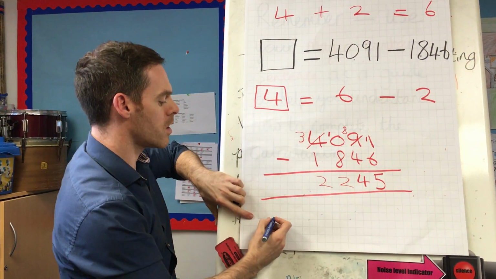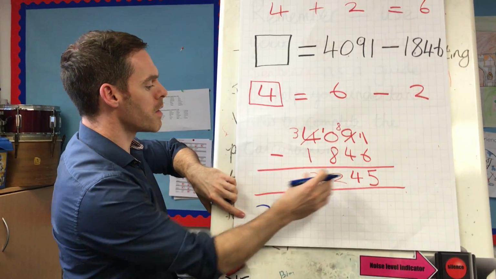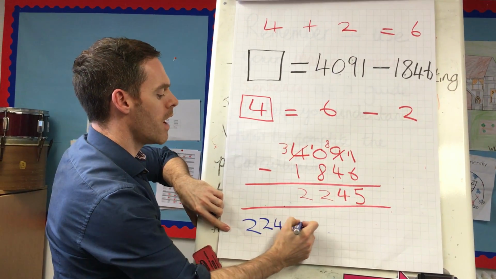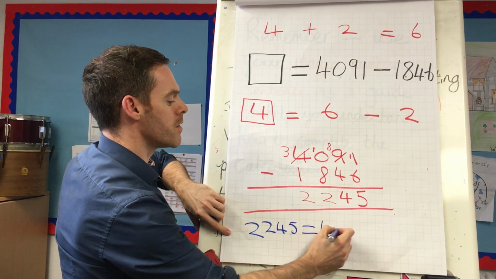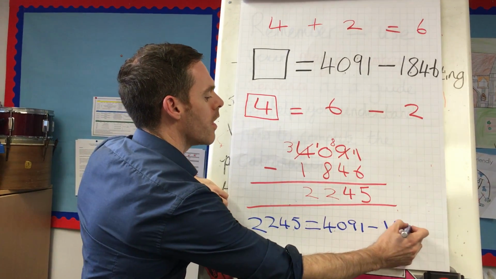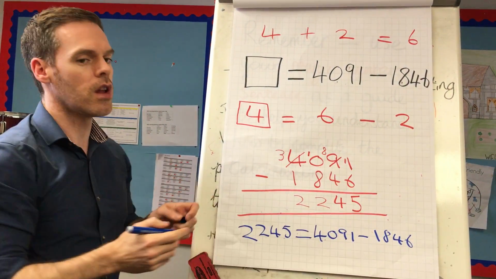So it's always important to check your answer. So my missing box is here. So 2,245 equals 4,091 subtract 1,846, and that all looks fine.